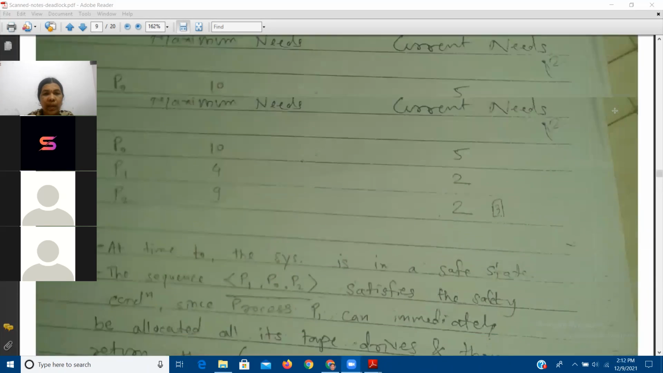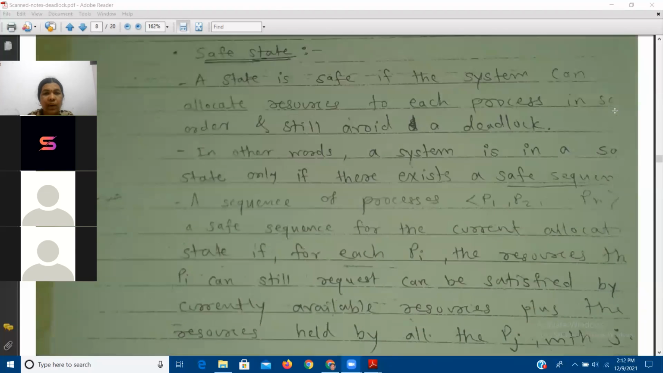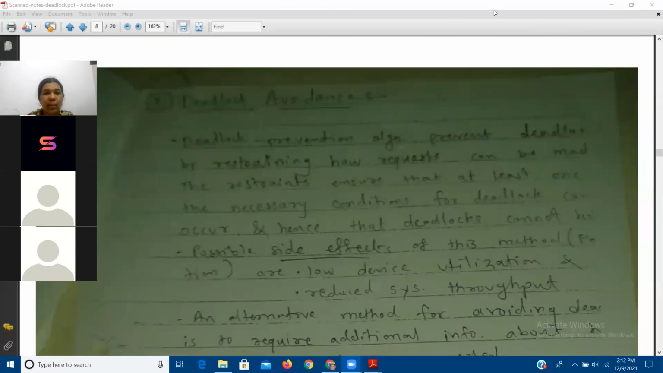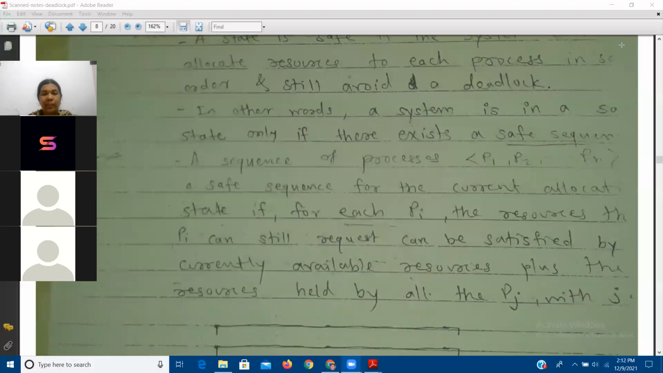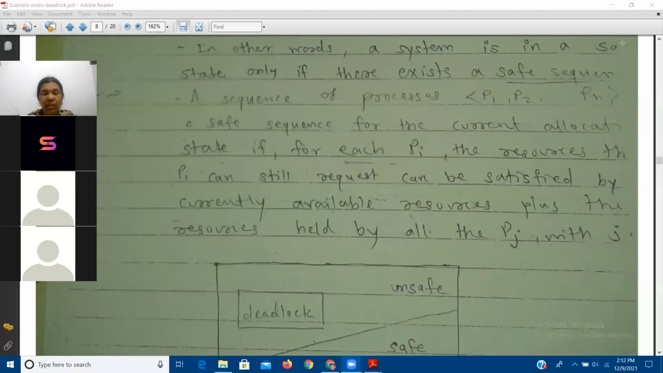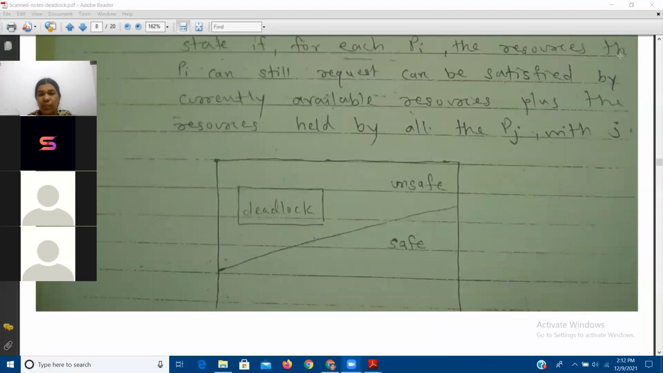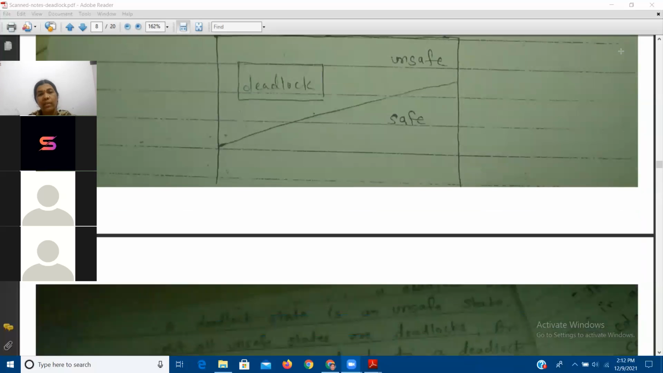I hope you have noted it. This one, the point deadlock avoidance. Under that, the concept of safe state and unsafe state. In your notebook, note down: safe state, unsafe state. In front of safe state, a system which follows a safe sequence is called a safe state, and in front of unsafe state, a system which follows an unsafe sequence is called an unsafe state.